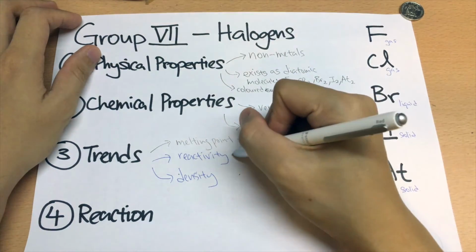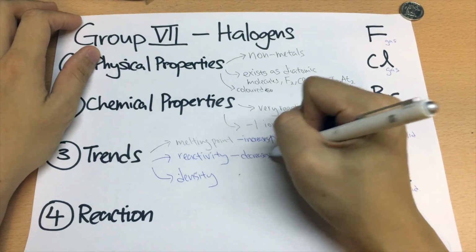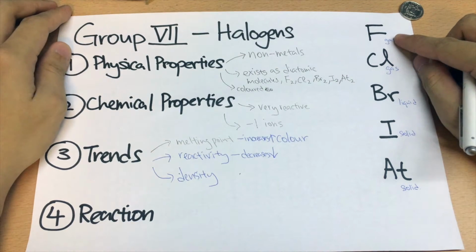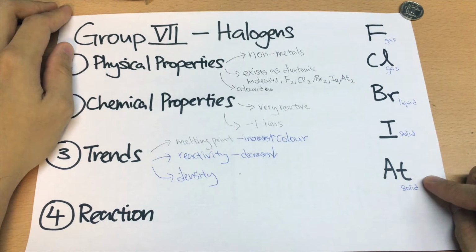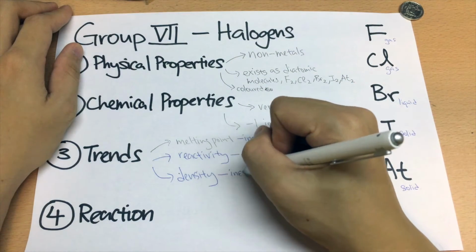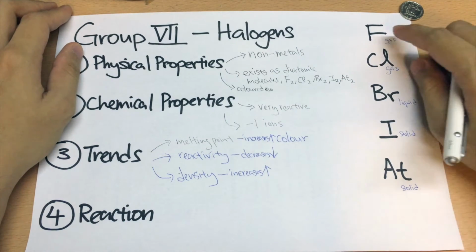Next, the reactivity of halogens decreases down the group. The most reactive halogen will be fluorine, while the least reactive halogen will be astatine. Finally, the density of halogens increases down the group. Iodine is a lot more dense than fluorine.